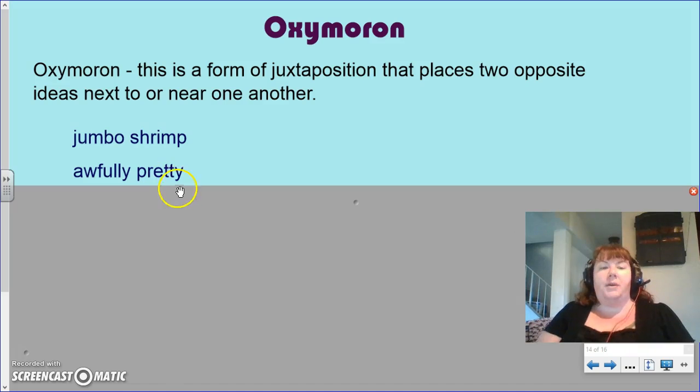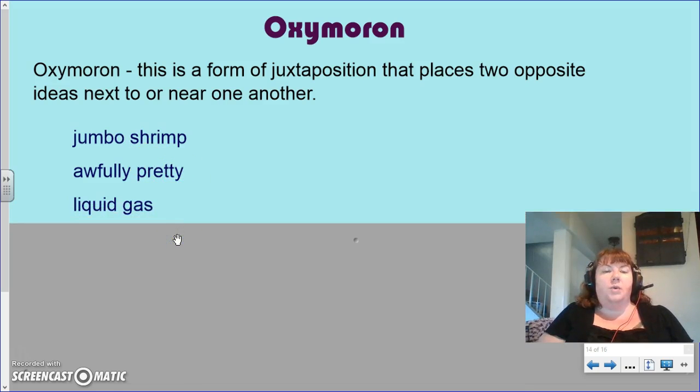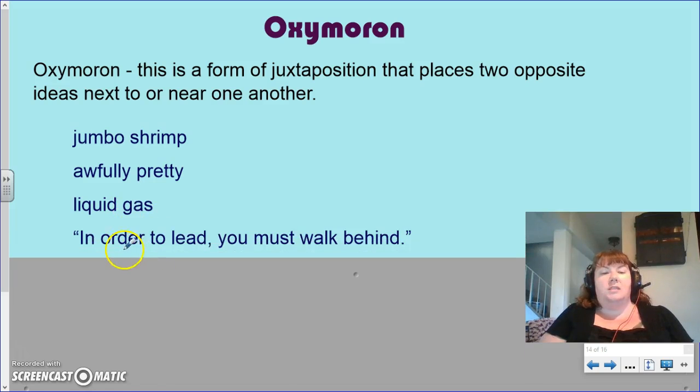Another one, awfully pretty. Awfully is more or less ugly, but on the other side you have pretty. Another one, liquid gas. We say this in chemistry when referring to a bunch of different things, but with liquid, you cannot have a solid state and a gas state at the same time. So this also fits as an oxymoron. Now this last one shows that you do not always have to have your oxymoron right next to each other like I did in the first three examples. In fact, you can have it near.